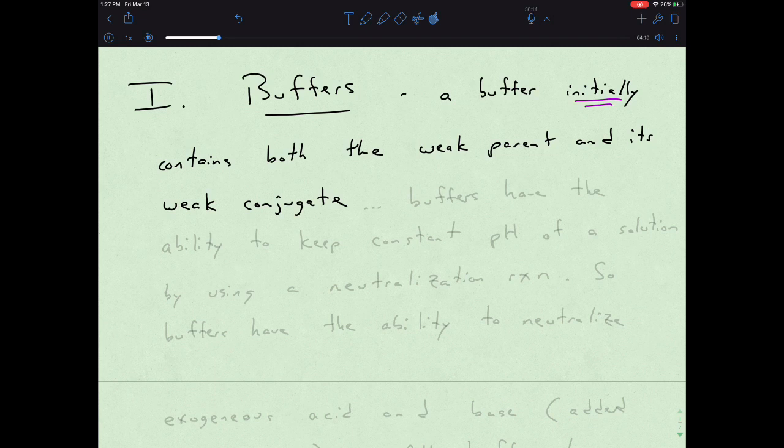With the buffer, the new addition here is now the combination of both of those ideas, that now we don't have to begin just with weak parent or weak conjugate. We can actually begin with both, right? So that recognition skill here is still being applied, right? That now we have to recognize that, oh, I have both of these things initially, and now that is a buffer.